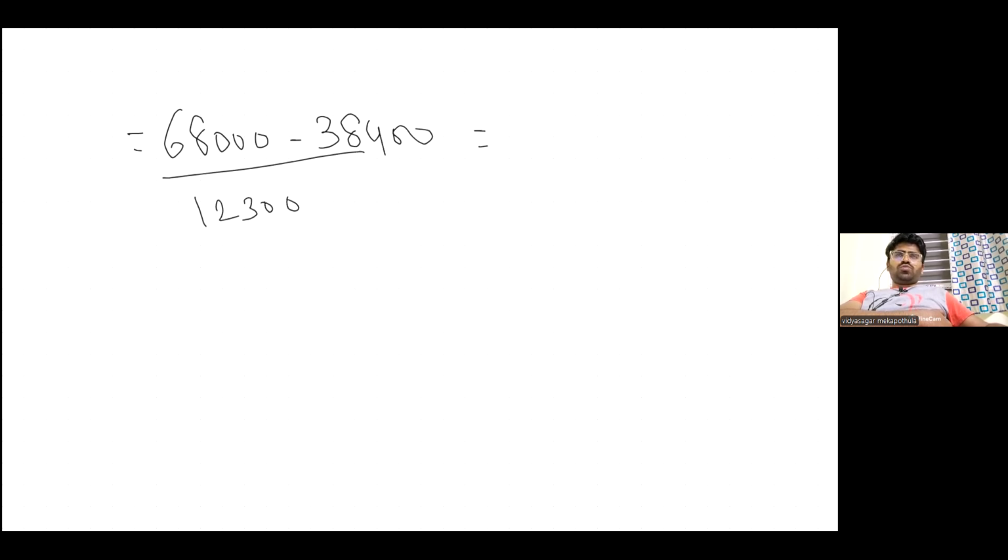Let me give an example for this. 68,000 minus 38,400 divided by 12,300. When you calculate this, you are going to get 2.4068, which is approximately 2.41.